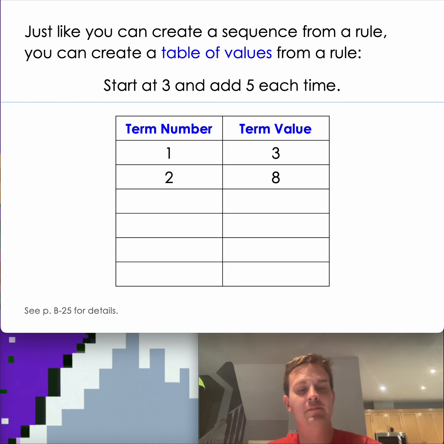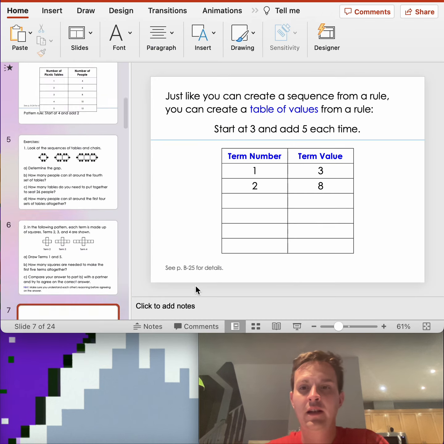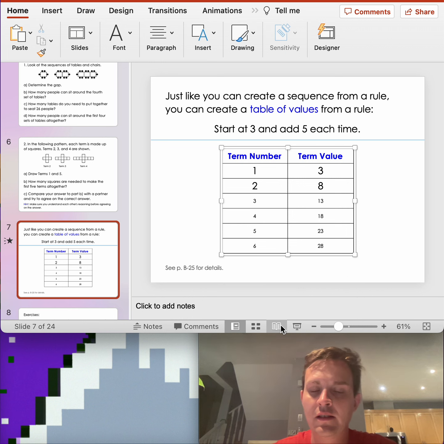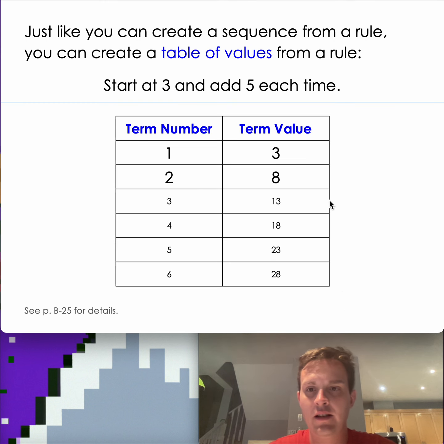What if we wanted to complete that table? Okay, I would assume that the third term number is then 13. And then I'm going to add another 5. So my fourth number, 13 plus 5, is 18. My fifth term number, 18 plus 5, is 23. And then my sixth term number, 23 plus 5, is 28. Okay, so that's how I would fill in this table of values.